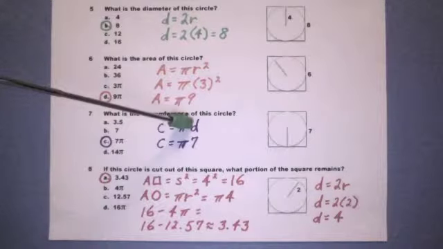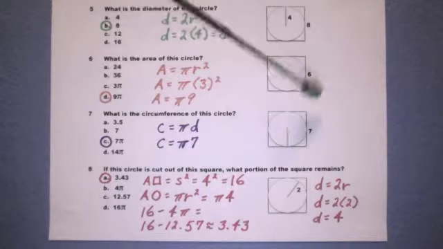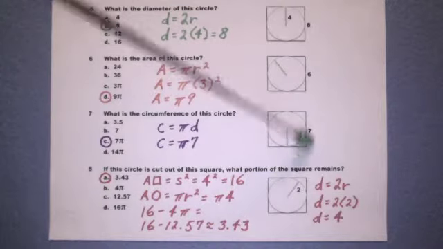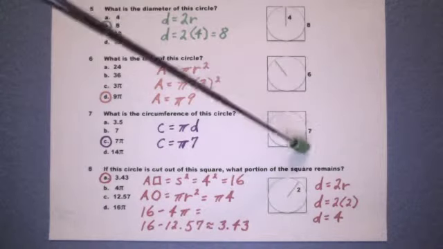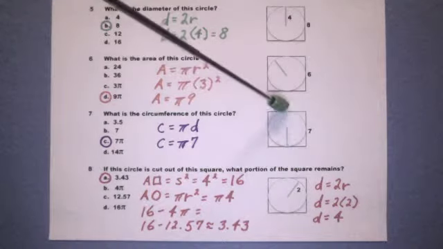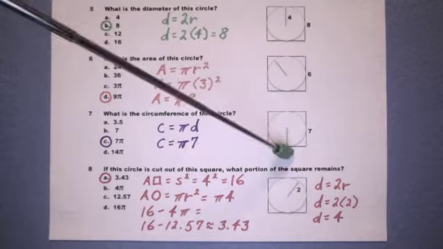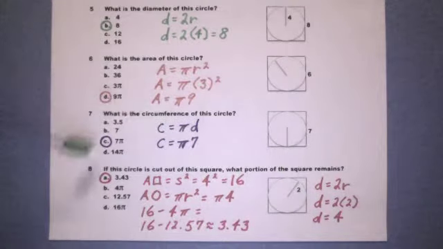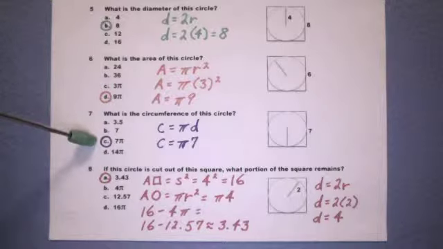So the diameter of this circle is the same as the length of a side of this square. So this square has a side length of 7 units, so the diameter of this circle is 7 units. So circumference equals pi times 7, or here, as you see, 7 pi.